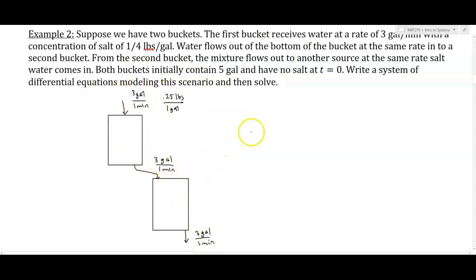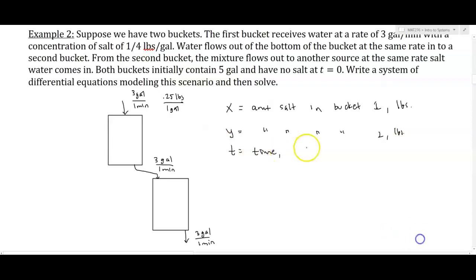And then for the second bucket, we'll have to do the same thing. So we're going to define our variables here. Let's go ahead and call x the amount of salt in bucket 1, measured in pounds. And we'll say y represents the amount of salt in bucket 2, again measured in pounds. And t is going to be time in minutes, since we started pouring this salt solution in.